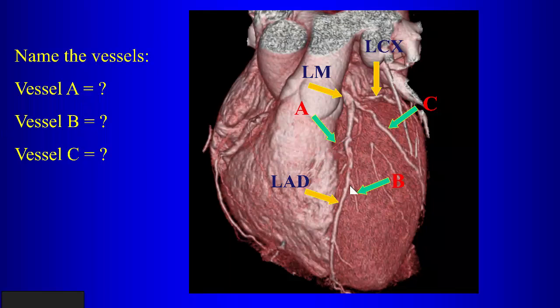Vessel B, this guy over here, Diagonal? That's a diagonal branch, right? So that supplies the anterior wall there of the left ventricle. And then here we have vessel C, this big guy over here. What is that guy? Ramus? Yeah, so that's the ramus intermedius.